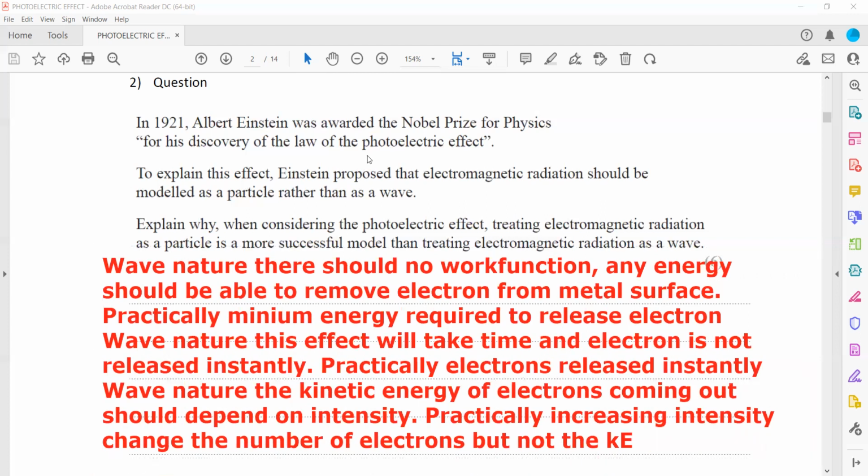Is it clear, the comparison between the wave nature and the particle nature, and why the wave nature is not able to explain the photoelectric effect, whereas the particle nature is able to explain it? Any doubt till this point?